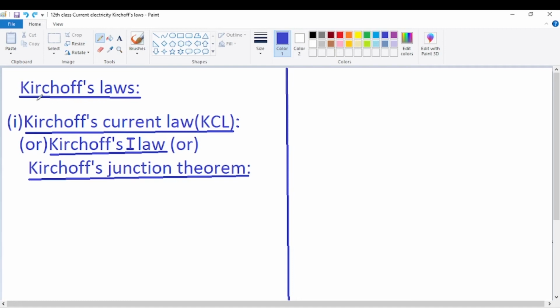Today's topic is Kirchhoff's laws. It's also pronounced as Kirchhoff's laws or Kirchoff's laws. Anyway, it can be pronounced. So Kirchhoff is the name of a scientist.